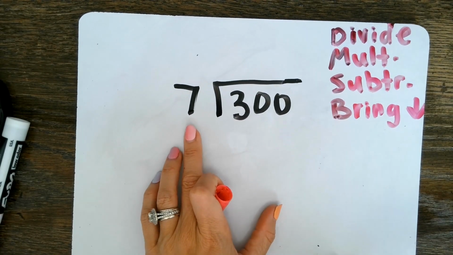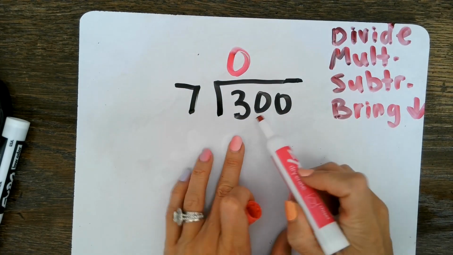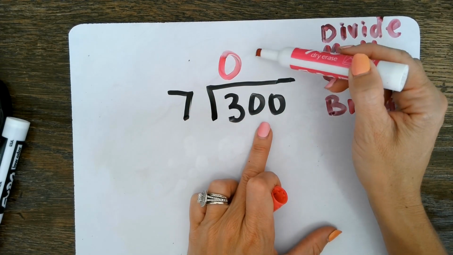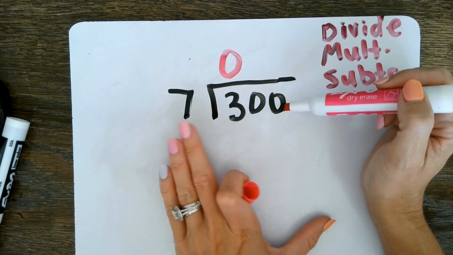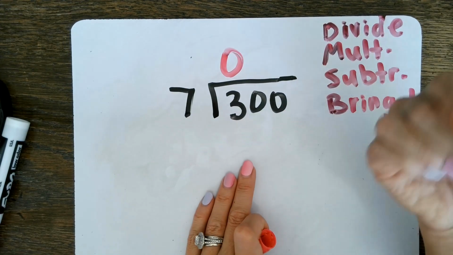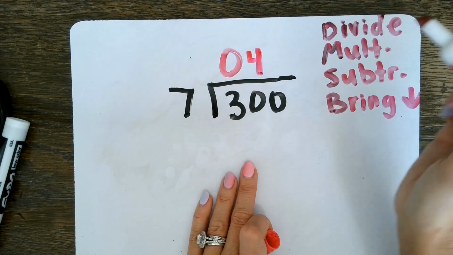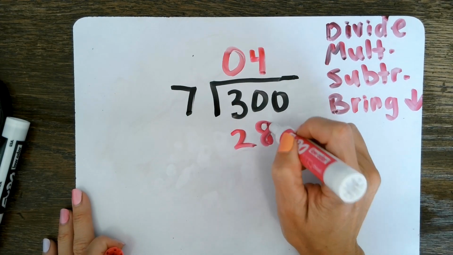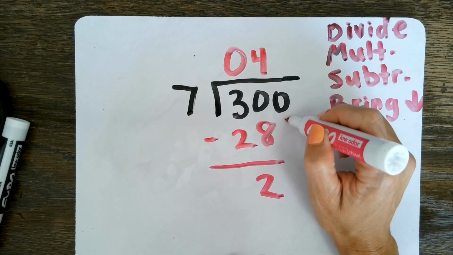Okay, 3 divided by 7, we can't do it. So we can put a 0 up here to hold that place value or just skip to the next place value. Your choice. When we skip over here, our answer is going to go up here, and we're now looking at the number 30. So we have 30 divided by 7, right? 30 divided by 7. Can't do it exactly, but the closest is going to be 4. 4 times 7 is 28. Then we subtract. We get 2, and we bring down.